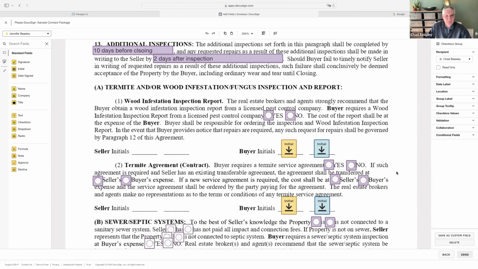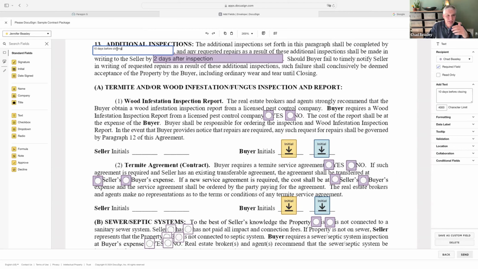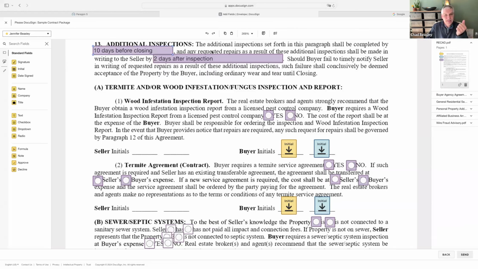Item 13, this one confuses some people. Additional inspections. This does not encompass any and all additional things you might want to check out that you could possibly conceive. It covers 3 things. Additional inspections set forth in this paragraph shall be completed by, and you can put a date in here, 10 days prior to closing, and any requested repairs as a result of these inspections shall be made in writing by the seller. And I just put 2 days after inspection. Should buyer fail to timely notify the seller in writing, again, it's deemed acceptance of the property.